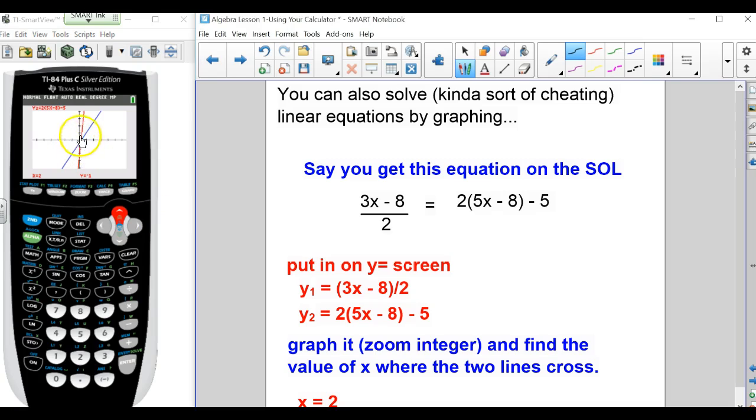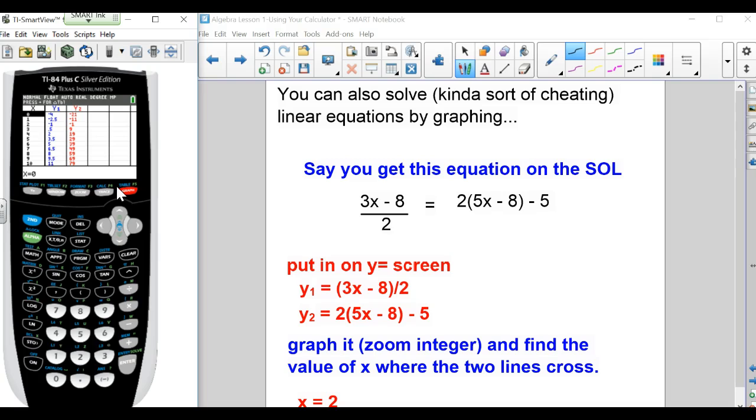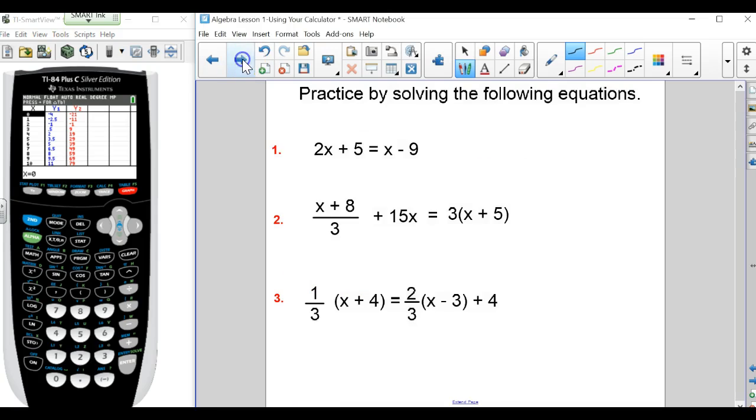Some people don't like moving their bug around and trying to get it in just the right place. An alternative method would be to hit the second button and then the graph, and you'll get a table. And on this table, if you can find the place where the 2 y numbers are the same, like right here we've got -1, -1, we look over here and x is equal to 2. I've got some practice problems for you right here. Go ahead and hit pause and give those a shot.